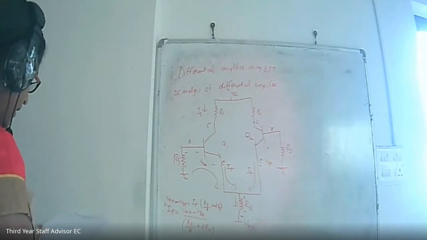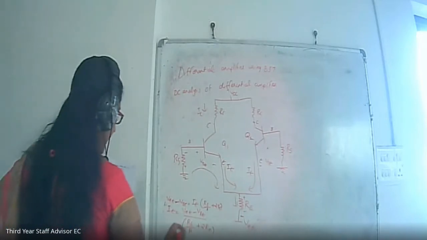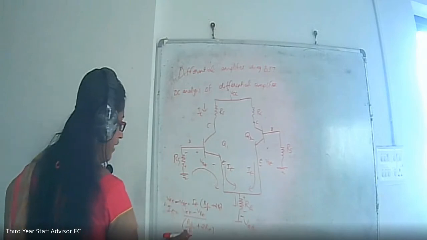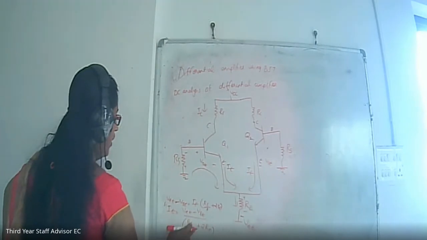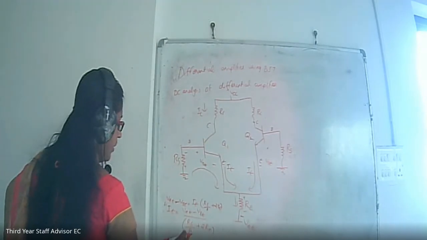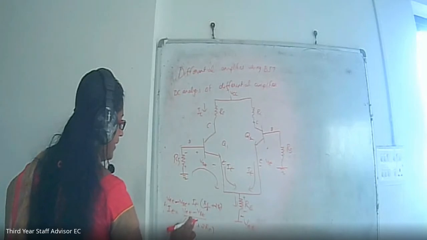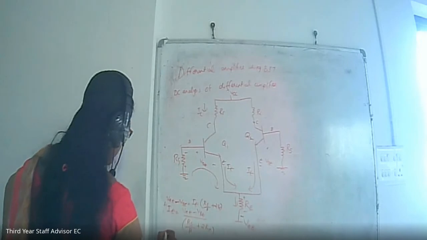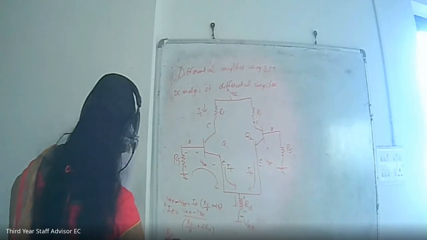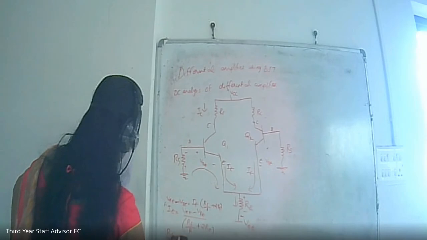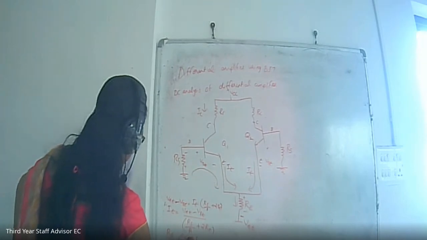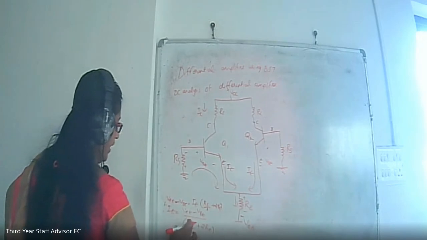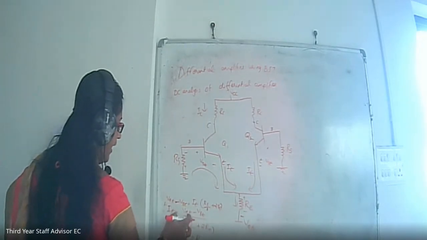That is the equation. In practical cases, beta is very much greater than 1. I have taken the condition beta much greater than 1, so RS by beta will be a small quantity. When the denominator is high, this term will be very low. So in practical conditions, RS by beta is very much less than 2RE. Comparing to 2RE, this quantity is very small, so we can neglect this term.